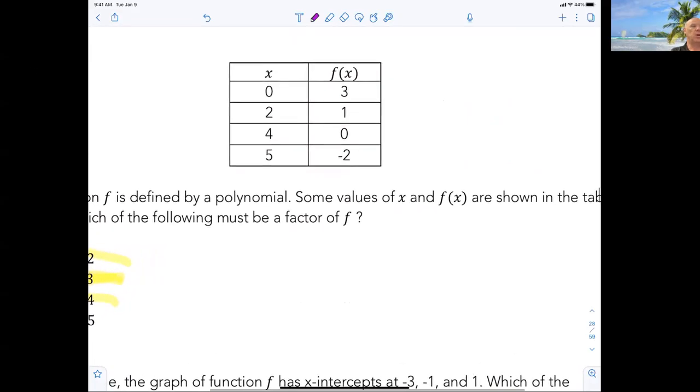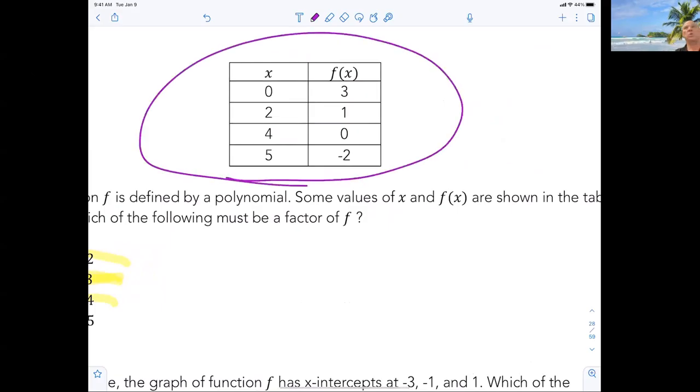What is the zero of this function right here? Which one is the zero? No, I'm saying looking at the table, which one of those is a zero? 4 is a zero. Thank you for listening. 4 is the zero. Why is it the zero? Because that's when the y value is 0. So x equals 4 is the 0.